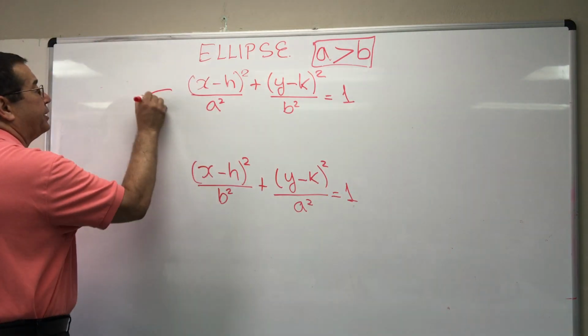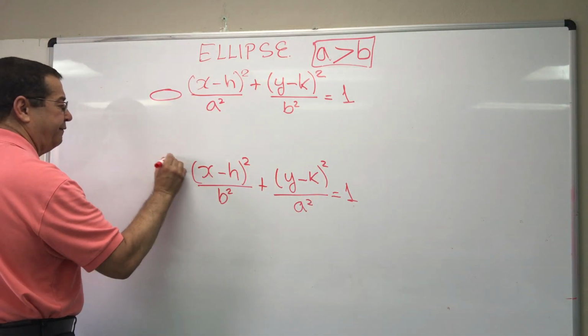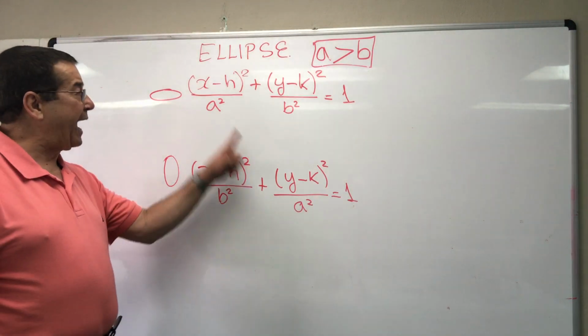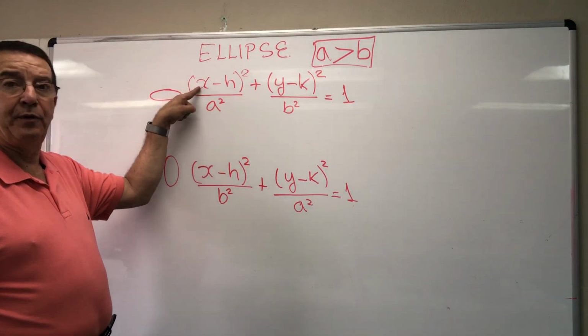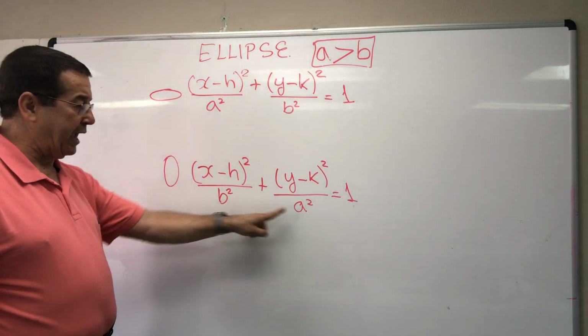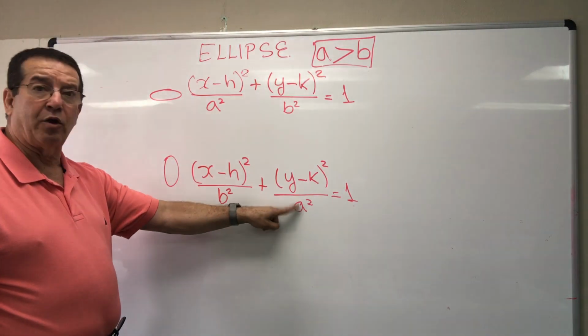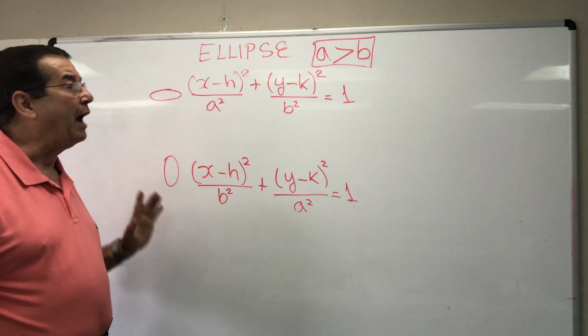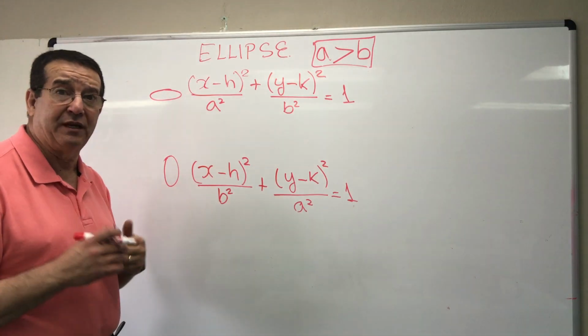This is horizontal and this is vertical. Because a squared is the denominator corresponding to the variable x, it is horizontal. Because a squared is the denominator corresponding to y, it is vertical. How to make a graph? Pay attention, this is very simple.